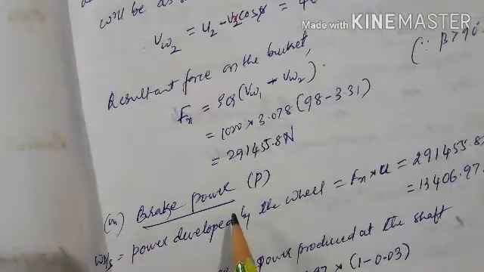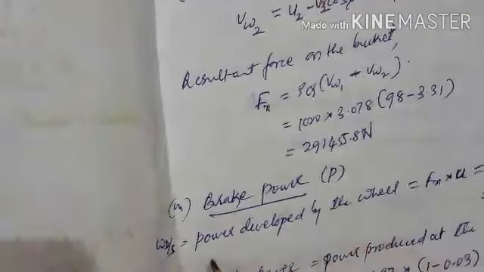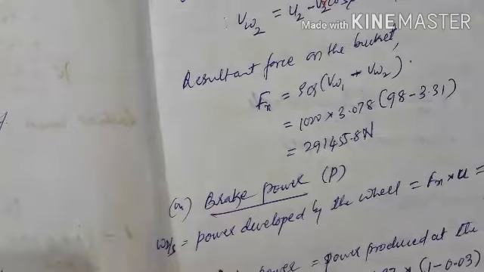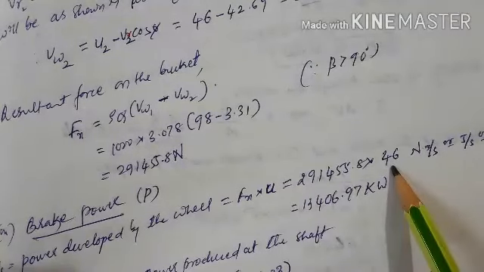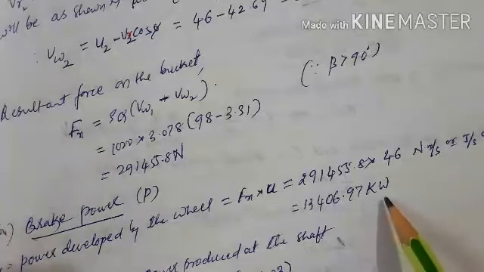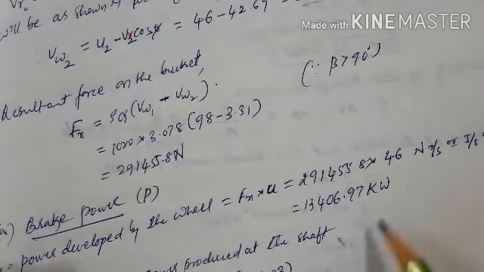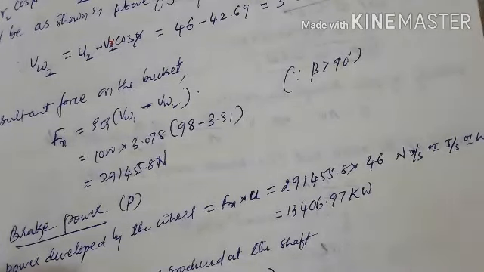Next calculate the power. The power is the work done per second, that is the power developed by the wheel. That is nothing but runner power. Power developed by the wheel is Fx into u. Already we have calculated Fx, multiply it by the velocity of the bucket. This we get 13406.97 kilowatt. The work done per second unit is Newton meter per second, Newton meter is joule, so joule per second, which is watt. So we get it in terms of watt.